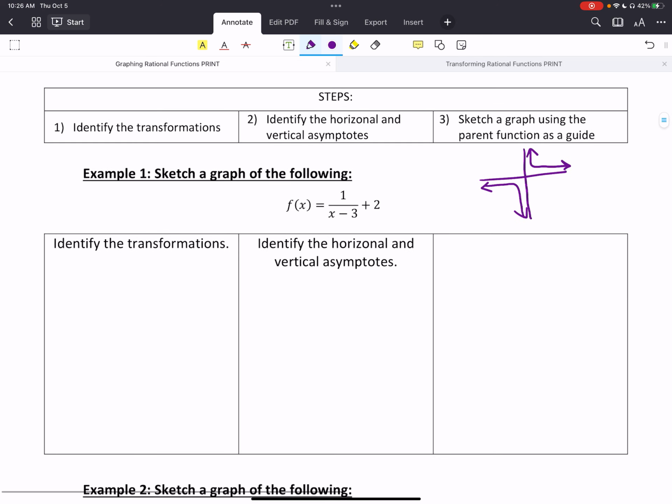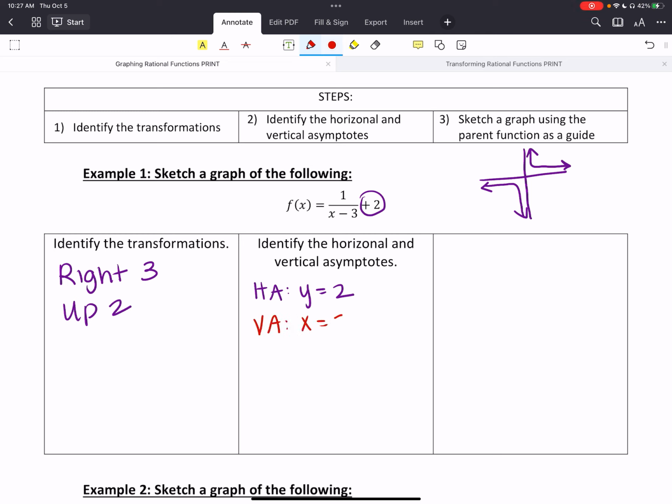So look at example 1. It tells us to identify the transformations. So our first one we're going to say is right 3 and then up 2. And then our horizontal and vertical asymptotes. So remember, horizontal asymptotes comes from our up and down. So we're going to say horizontal is y equals 2. And then our vertical, we set the denominator equal to 0. So we have our vertical is x equals 3. Now, all we do is graph these, and then you have your graph.